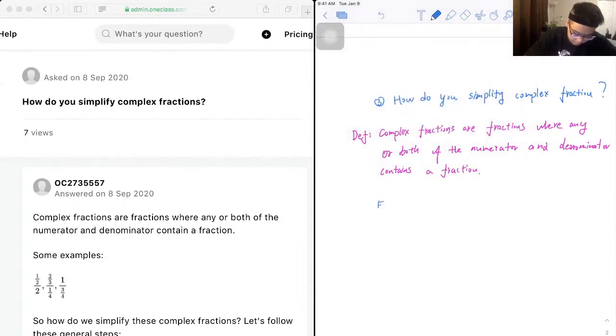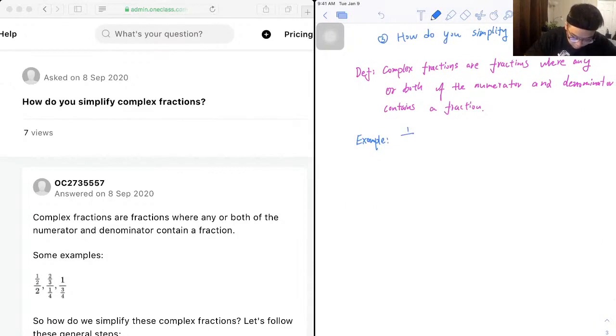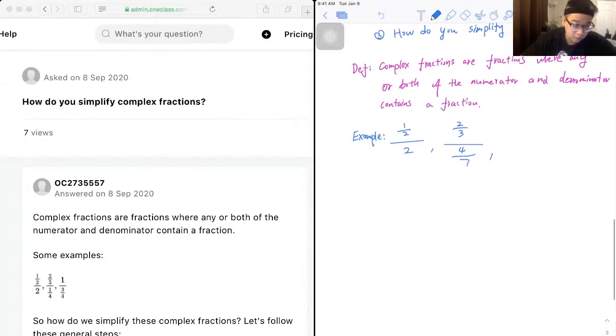So some examples could be 1/2 as our numerator, and then over, let's say 2, and let's say 2/3 over 4/7, and let's say 5/7 over 8. Yep. So these are what we call the complex fractions.